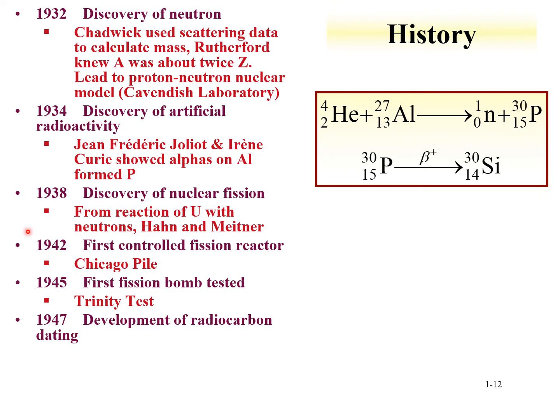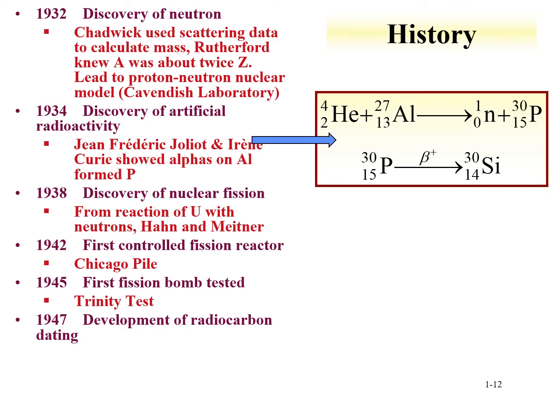But in 1942, Enrico Fermi and others made the first fission reactor at the University of Chicago. It's called the Chicago Pile. 1945 was the Trinity test, where first a plutonium and then eventually a uranium device was tested. And then in 1947, radiocarbon dating was explored as a way of dating material.